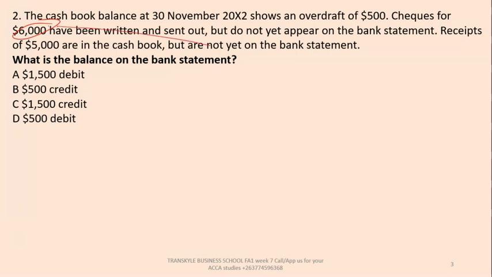These ones are unpresented checks, a payment not yet processed. And then receipts of 5,000 are in the cash book but are not yet on the bank statement. These ones are similar. Those are checks from our customers, but they are not yet credited. This one is an outstanding lodgement.